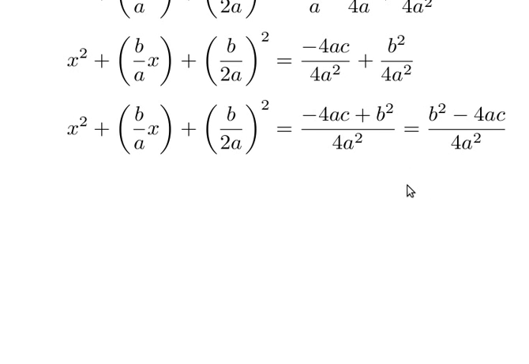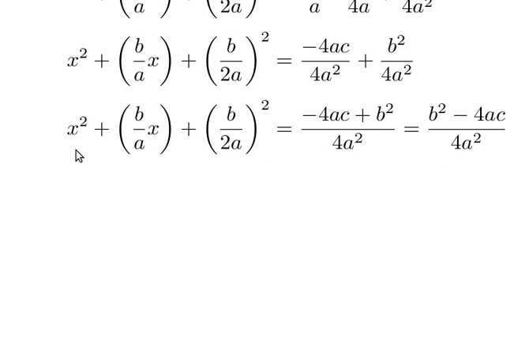Okay, so do we see something that we recognize yet? Well, b squared minus 4ac, it's the discriminant. So that means that we're headed in the right direction. We're seeing something familiar from the quadratic formula. It's b squared minus 4ac. That's the discriminant of the quadratic formula. Okay, so now that we've got that down, let's deal with this.